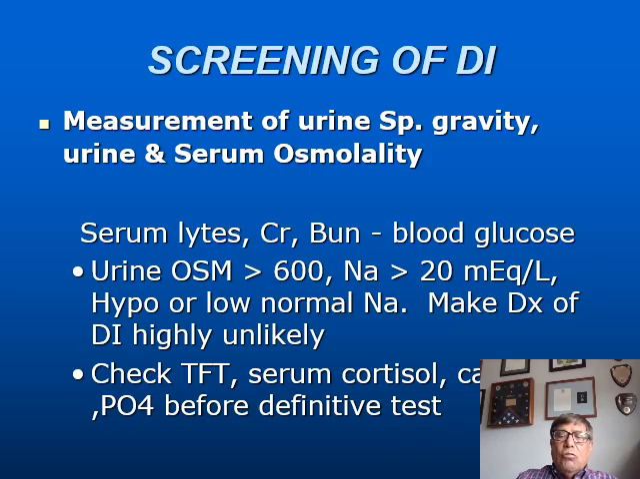If somebody has urine osmolarity more than 600, urinary sodium more than 20 milliequivalents per liter, and normal electrolytes, normal sodium, that is very comforting, and makes the diagnosis of diabetes insipidus unlikely. At the same time, if somebody is suspicious of DI, then it's always a good idea to check thyroid function, serum cortisol, creatinine, and kidney function before a definitive test is done.